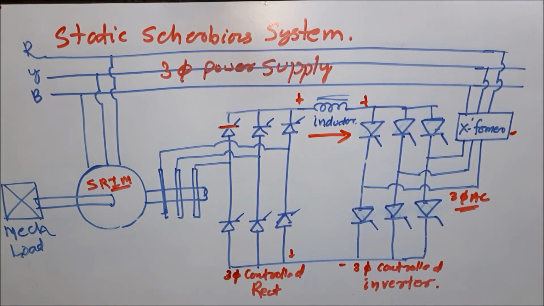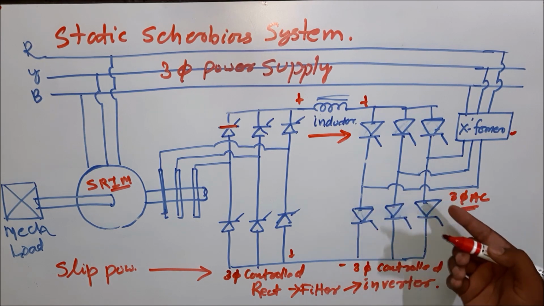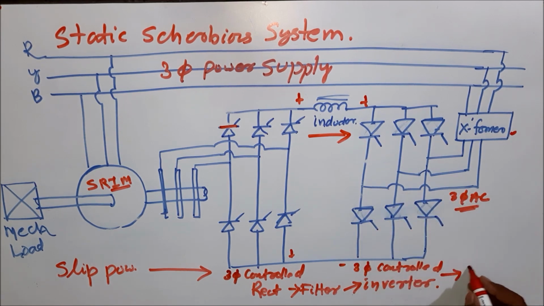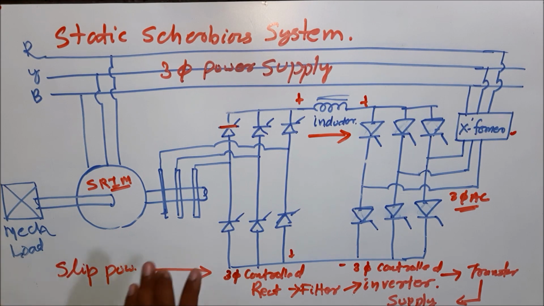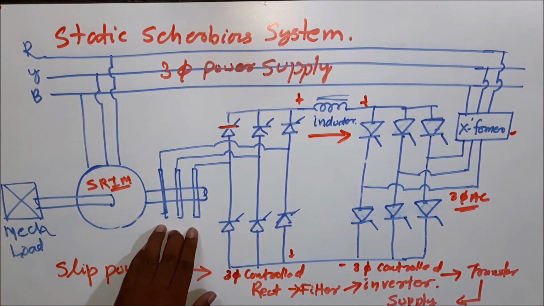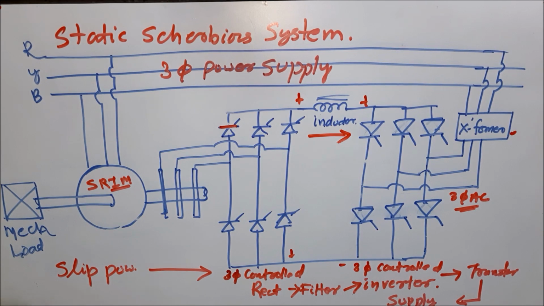That means first the power is slip power. Slip power is given to a three-phase control rectifier, and the three-phase control rectifier output is given to a filter, and the output of the filter is given to a three-phase control inverter, and the output of the three-phase control inverter is given to a transformer, and then again it is fed back to the supply. So here you can see, as we are taking power from the slip ring, we can get the speed below the synchronous speed.